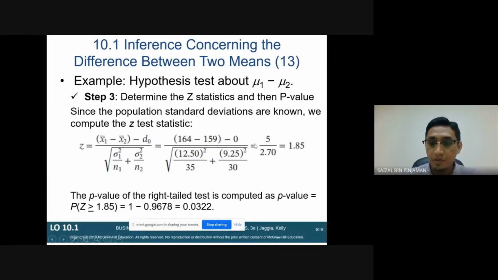So here we managed to obtain a z value that is equal to 1.85. So this is the z value that we obtained, right? Once you have obtained the z value, just like chapter 9, obtain the probability for that specific z value by using the normal distribution table that we have.